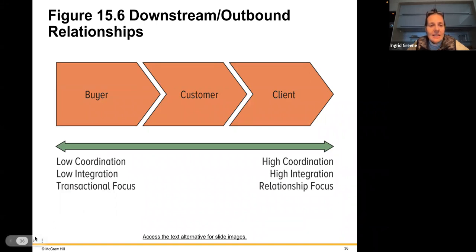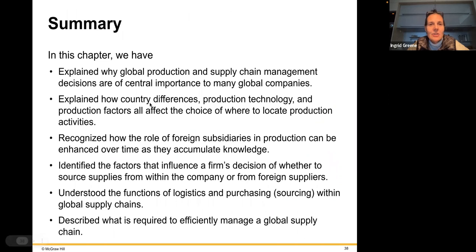So this ends chapter 15. Let's go through the summary. We explained why global production and supply chain management are of really central importance to many global companies, because it really can make or break your revenue, help or hurt your profits. We explained how country differences, production technology, and production factors all affect the choice of where to locate production activities, that there are so many different factors that go into making those decisions.